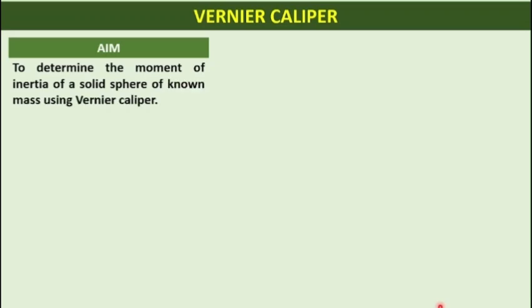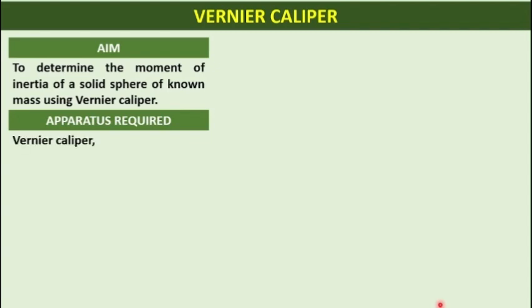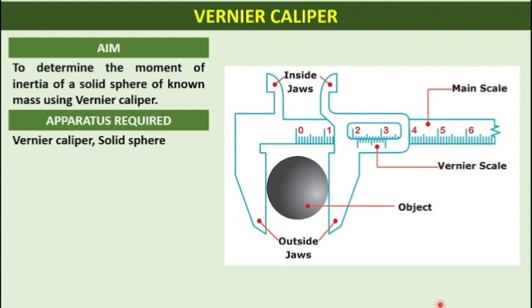Vernier caliper. Aim: to determine the moment of inertia of a solid sphere of known mass using a vernier caliper. Apparatus required: vernier caliper and a solid sphere. This is the diagram.